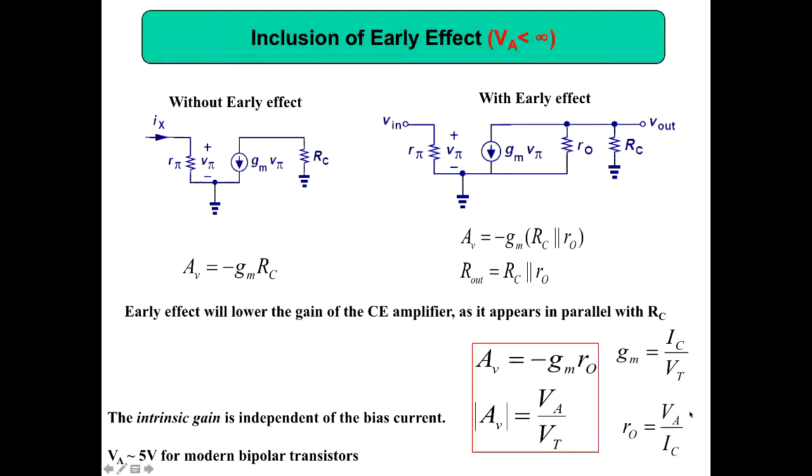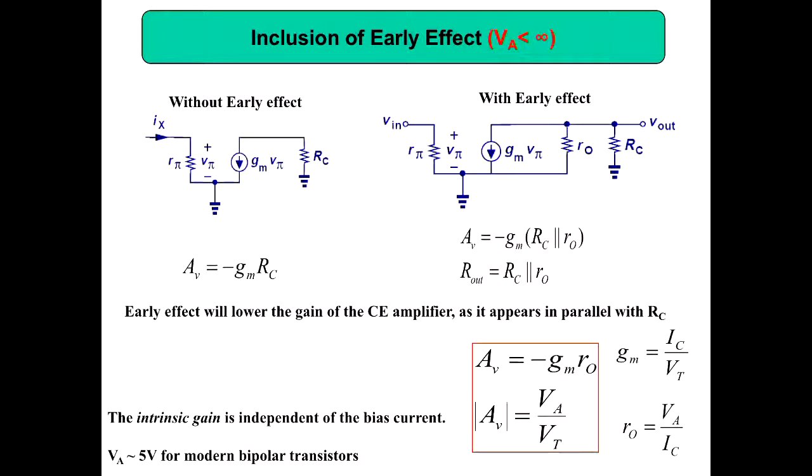So when you substitute, Ic will cancel out, and the voltage gain becomes VA divided by VT. What is VA? The Early voltage. VT is the thermal voltage, 26 millivolt, a constant at room temperature. VA is a constant for a transistor. So the voltage gain equals VA by VT, which equals minus gm into ro. That is called the intrinsic gain of a transistor.